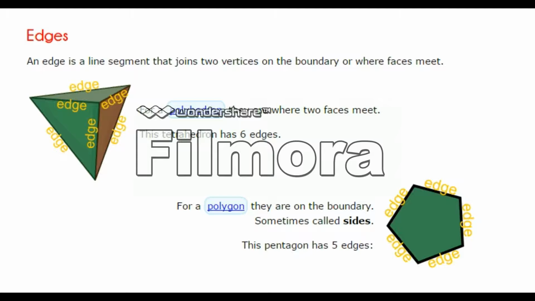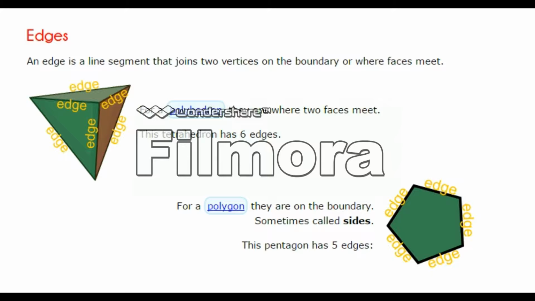So, to vocabulary. First, we're gonna go with edges. An edge is basically just a line segment joining 2 vertices on the boundary of where the faces meet. What does this mean? Well, line segment, basically a line, joins the 2 dots where the edge ends, which are the vertices, and it connects them to the line segment. It's on the very vast boundary of the polygon.